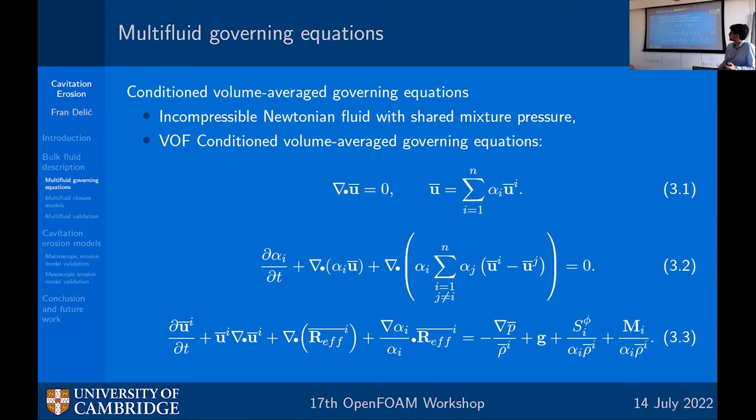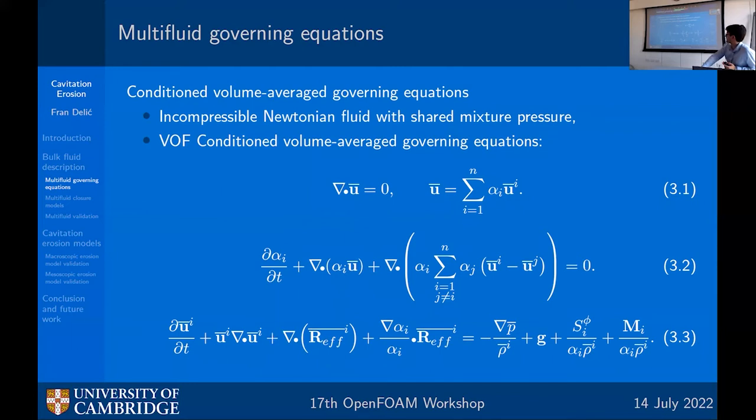I will just briefly go over some of the equations here. These are conditioned volume average governing equations. So firstly, we take an incompressible Newtonian fluid. We assume the pressure is shared across all the phases. We condition it using a volume of fluid approach. We volume average it, and we get these three equations here. A continuity equation with an average, weighted velocity. A phase fraction equation here, which has an implicit coupling present at the third term on the left-hand side, and a momentum exchange or linear momentum conservation equation at the bottom.